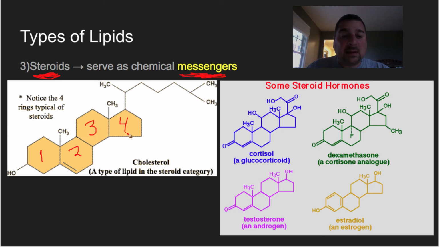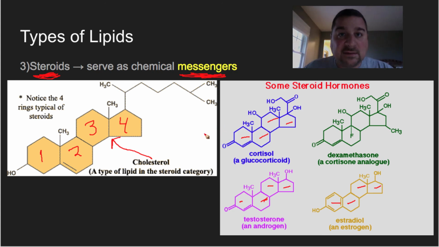So I put some examples here. This is an example of a cholesterol. Notice 4 rings, and then it's got some side chains there. Also over here some steroid hormones: cortisol, testosterone, a type of estrogen. 1, 2, 3, 4. 1, 2, 3, 4. 1, 2, 3, 4. They all have 4 ring structures, so that makes a steroid very easy to recognize.